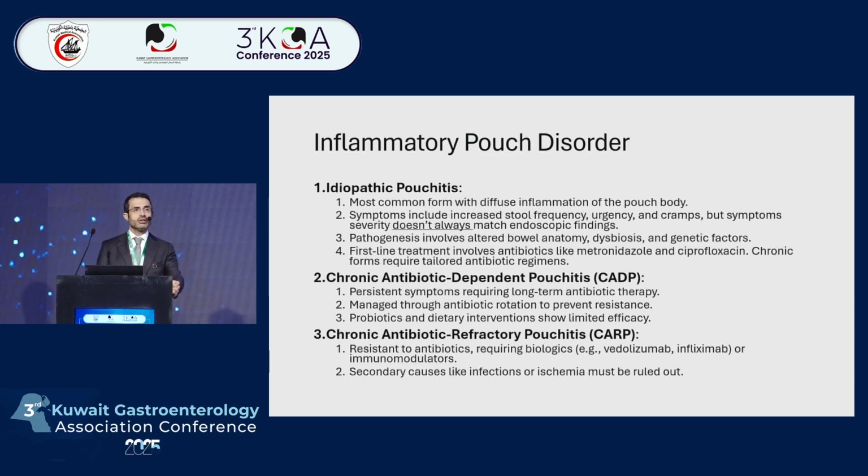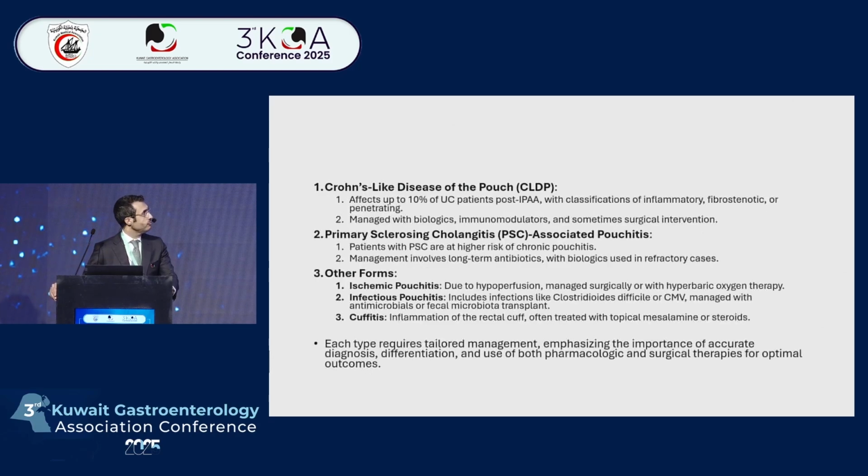There is another type, chronic antibiotic-dependent pouchitis, for those patients who usually need antibiotics long-term and find it difficult to be off antibiotics, but we try to treat these patients with the least antibiotic possible and tailored antibiotics, just to prevent resistance. And the third group are the patients who have chronic antibiotic-refractory pouchitis despite antibiotic therapy. Those patients can still have symptoms and disease, and may require advanced therapy.